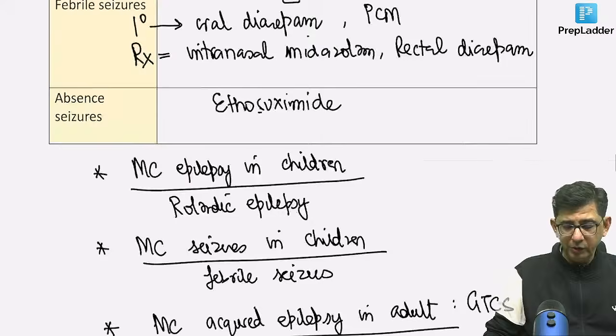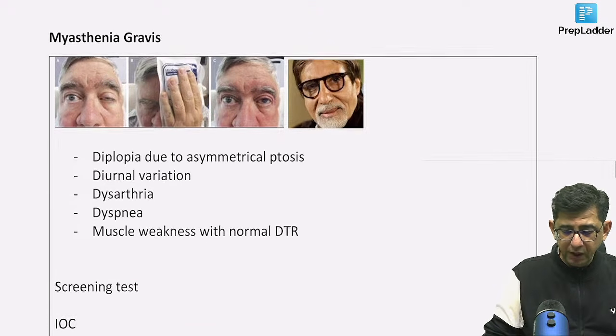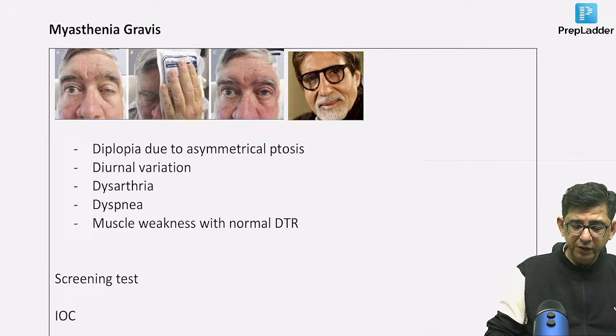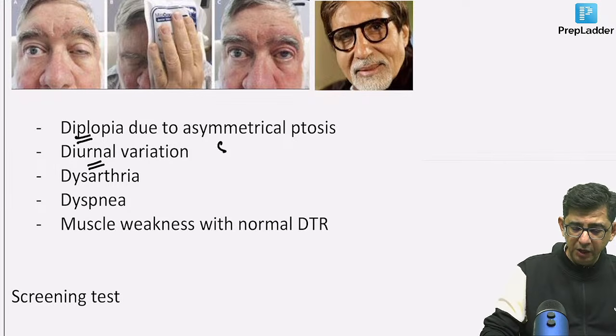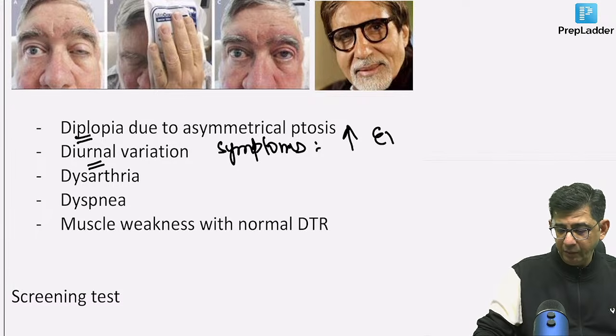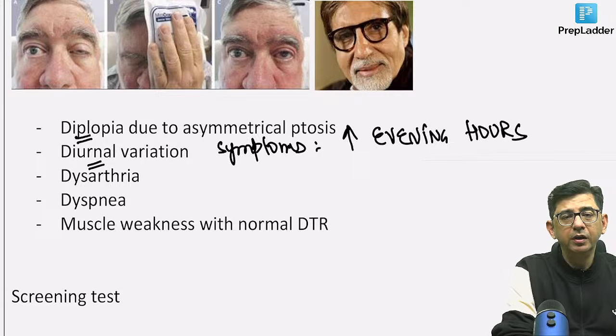So what we talked about is a couple of CNS aspects. Let's have a look at myasthenia gravis as well. Myasthenia gravis will always have D features. They would be diplopia, diurnal variation. He'll always say the symptoms of the patient will tend to increase in the evening hours. Unlike in Lambert-Eaton syndrome, where the symptoms improve by evening hours, here he will say that the weakness of the patient becomes terrible in evening hours.